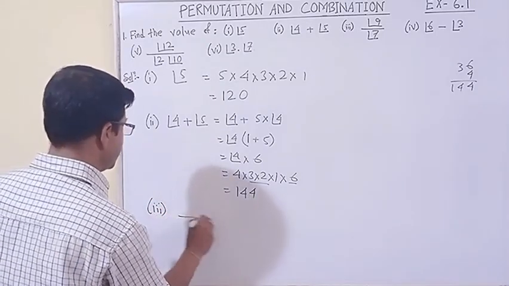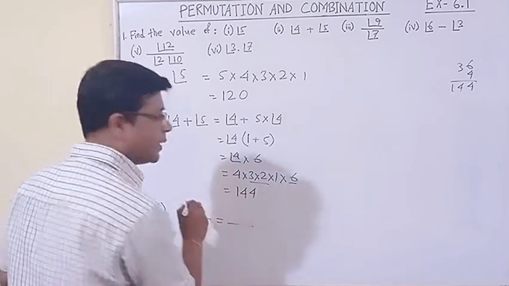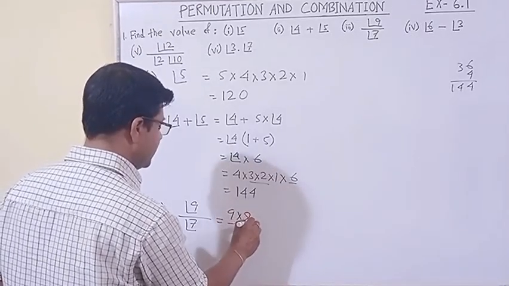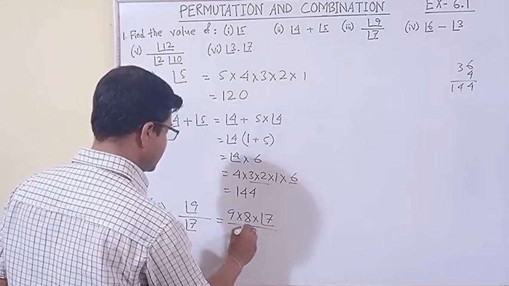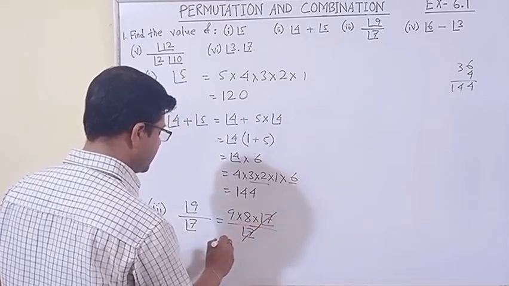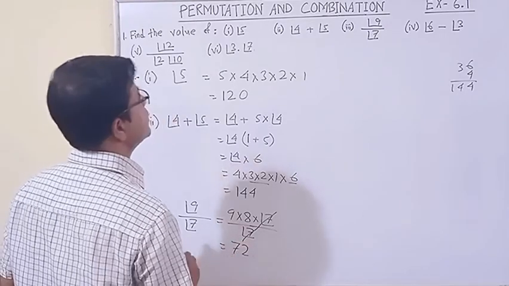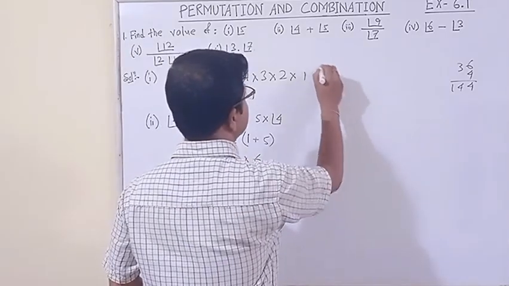Solution of number 3. Factorial 9 divided by factorial 7. Now factorial 9, how can you express? 9 into 8, then the remaining part we can write as factorial 7. Got it? This is factorial 7. This factorial 7 gets cancelled. What is their product? 72. Okay, then 3 is done. Now let us do number 4 here.